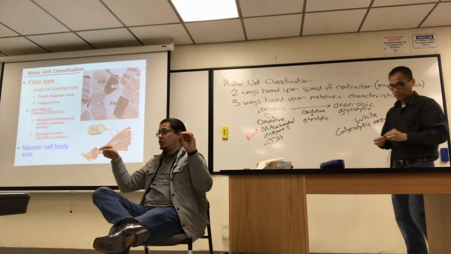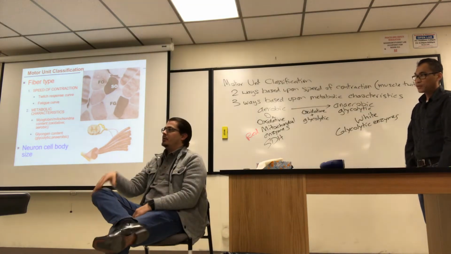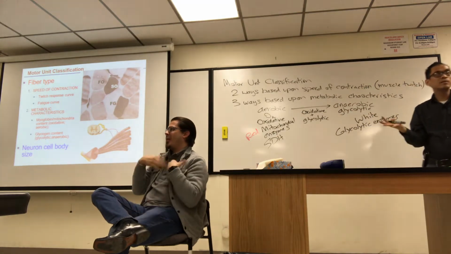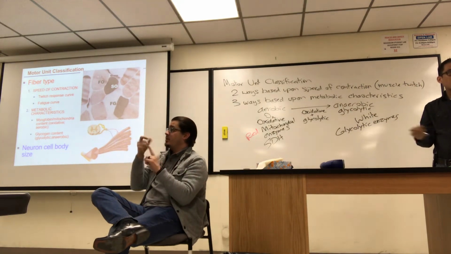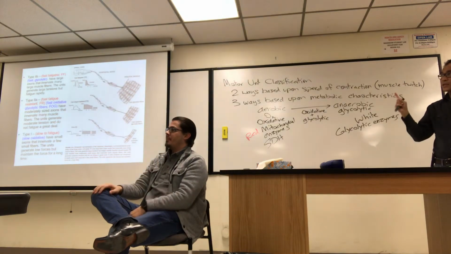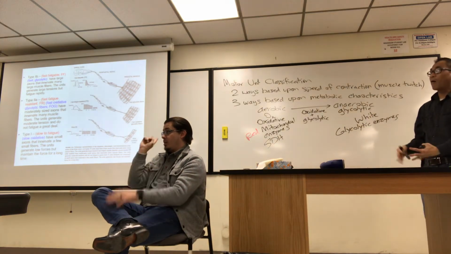Add to that there. And also, I already mentioned the thing at the bottom of the slide, the neuron cell body size. Basically what we said was, it's easier to stimulate smaller cells, okay? Well, anyways, here's really the data you should study, okay? In one slide, it's all here.